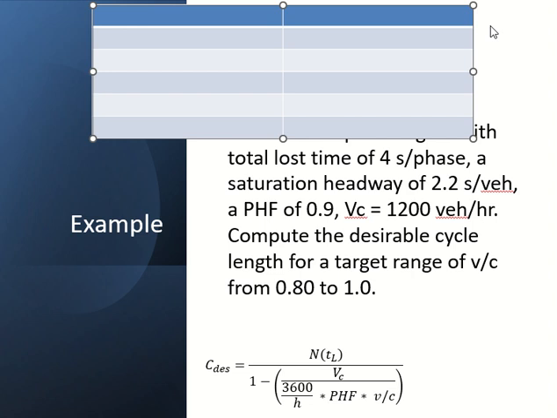Now V by C ratio, they said change V by C ratio from 0.8 to 1. So what we will do is V by C. I'll try 0.8, then 0.85, 0.9, 0.95 and 1. I need the desirable cycle length for all of them.